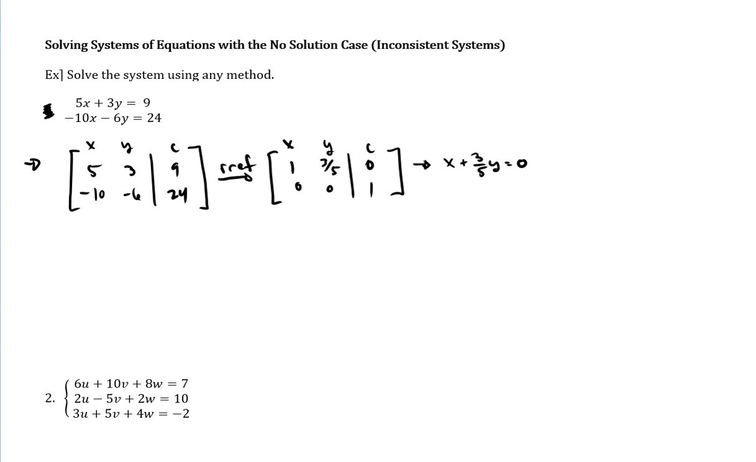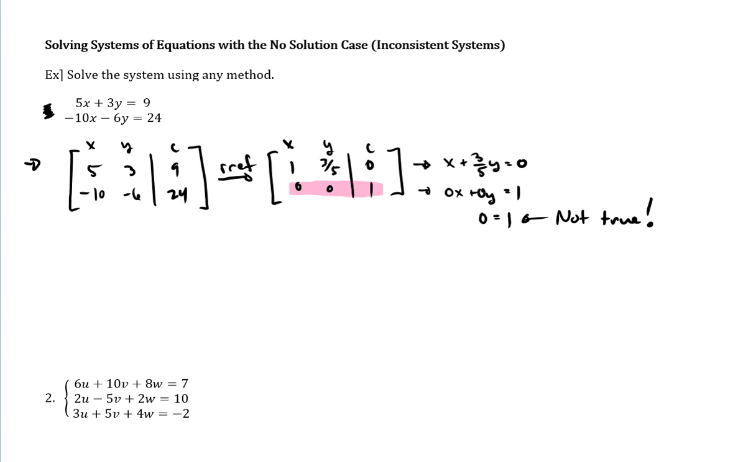More importantly is this bottom one. This is a special case, so let's highlight it. This is saying 0x plus 0y, and 0x and 0y is 0, so this is saying 0 equals 1. This is not true. 0 does not equal 1. So this is not true.